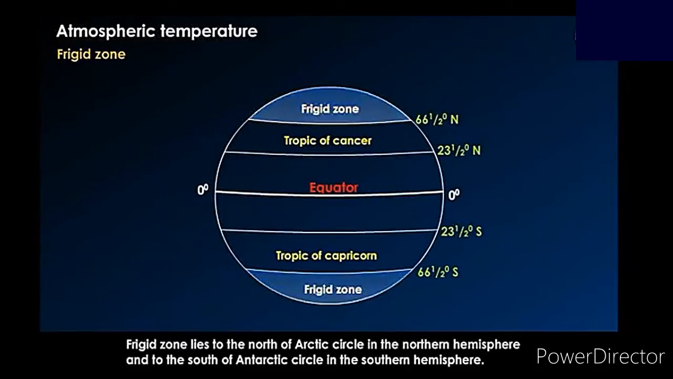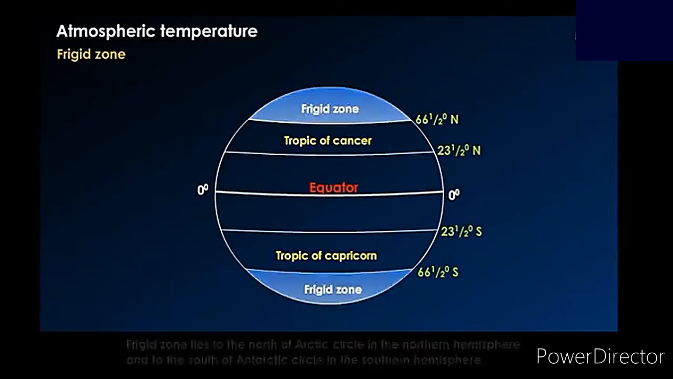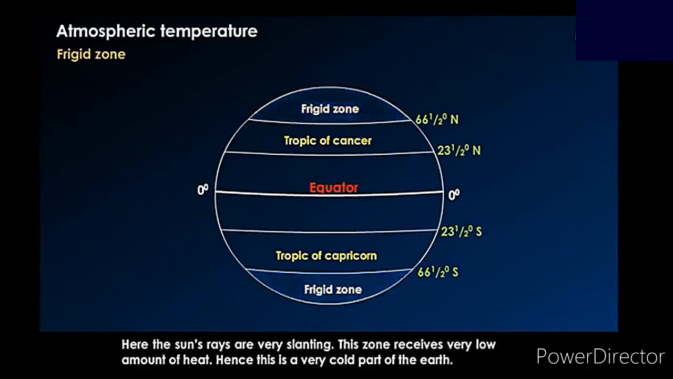Next is frigid zone. Frigid zone lies to the north of Arctic Circle in the northern hemisphere and to the south of Antarctic Circle in the southern hemisphere. Here, the sun's rays are very slanting. This zone receives very less amount of heat. Hence, this is a very cold part of the earth.